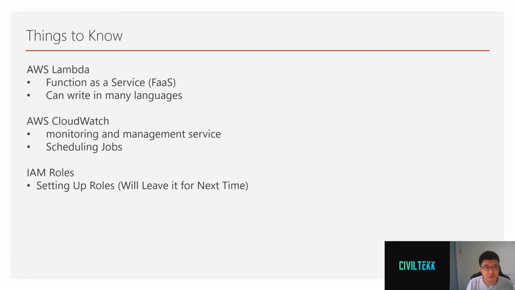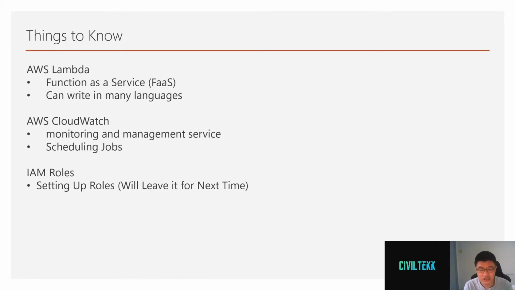Okay, things that you need to do. You need to know that AWS actually provides multiple different services. One of them is called AWS Lambda. It is a function as a service. The code that you write for your scripts to execute can be written in many languages.